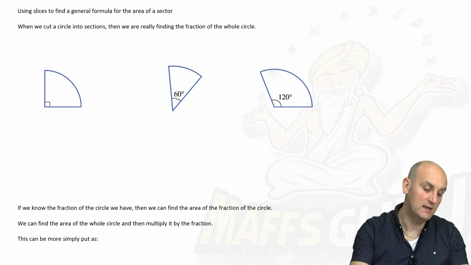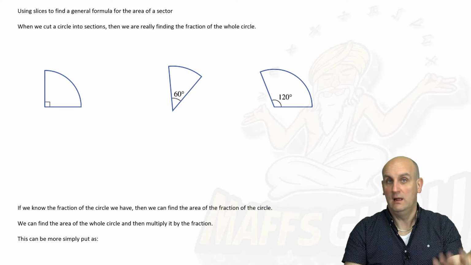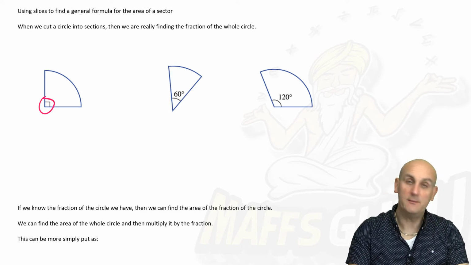OMG, this is freaking awesome. So how are they going to do this? They're going to try and trick you. Here we go. How many degrees are in that?